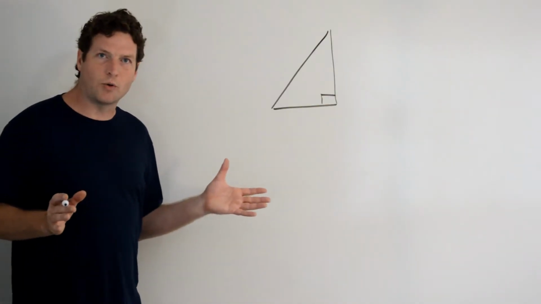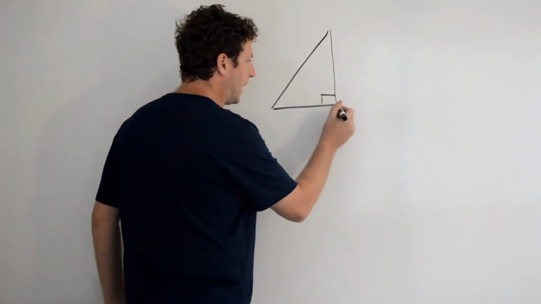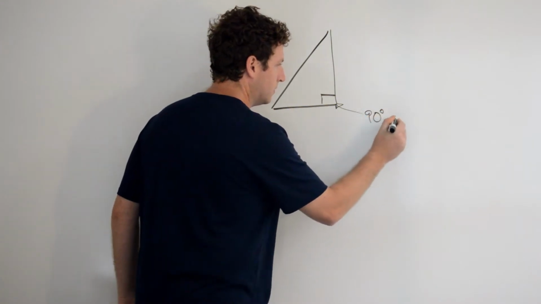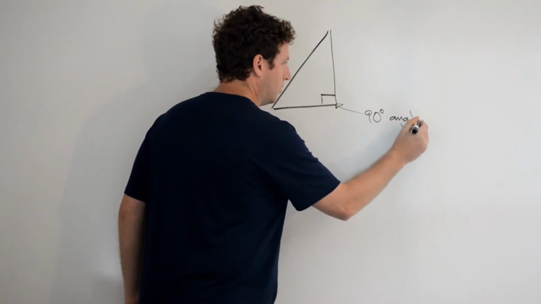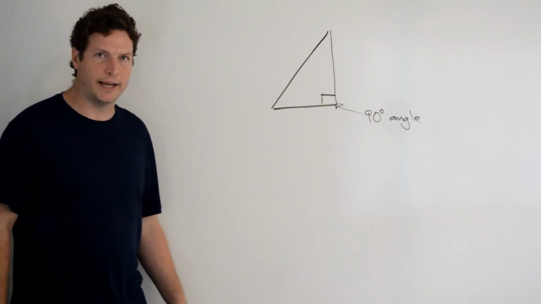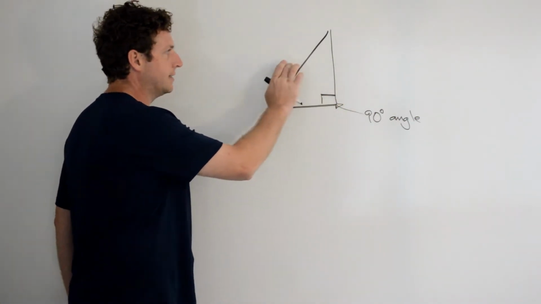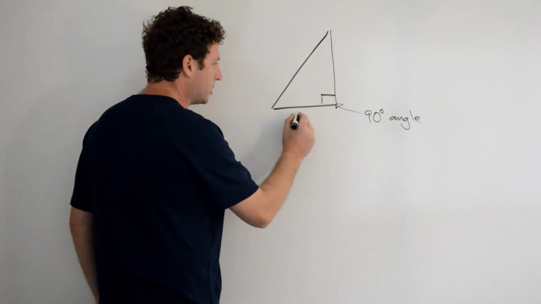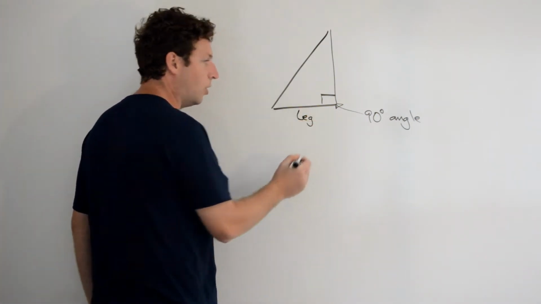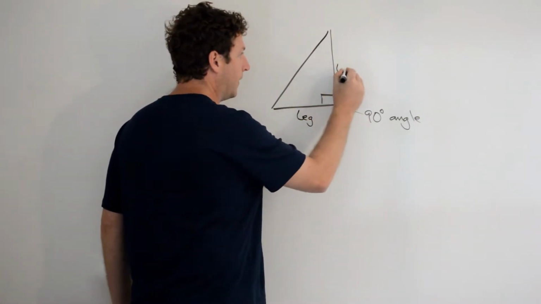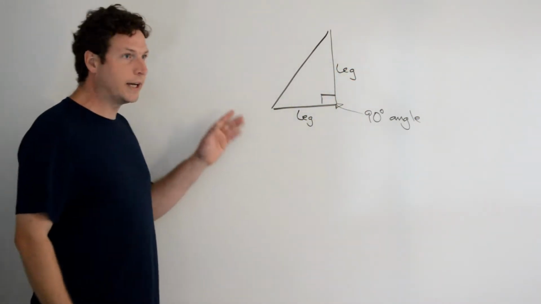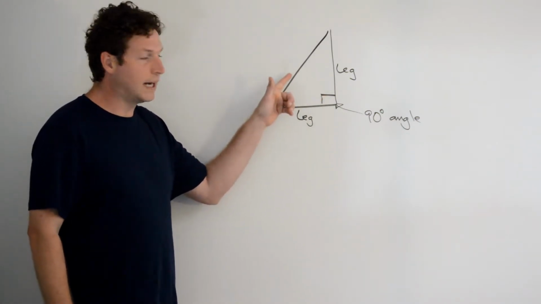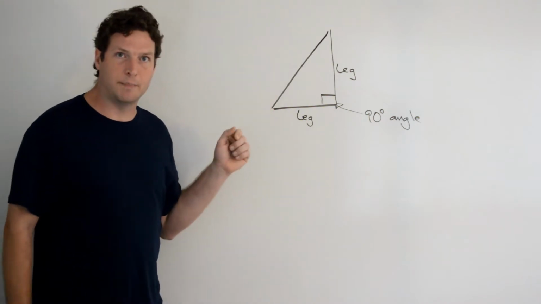Looking at the parts of a right triangle, we know that this box means this is the 90-degree angle, which is what makes it a right triangle. And then we have three sides, just like every triangle. But with a right triangle, we actually call this a leg, we call this a leg, and then we call the long side, which is opposite the 90-degree angle, we're going to call this side the hippopotamus.